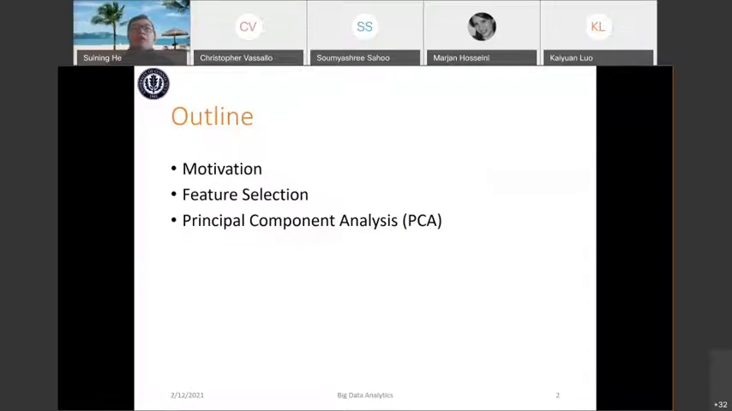So this is today's outline. I will talk about the motivation of conducting PCA, and also how we can conduct feature selection and principal component analysis. These tools are the basic topics that we will talk about today, and the most important one is PCA. Please be aware that I will also give some exercises, assignments, and exams on this. I hope that you can pay attention to this particular section.